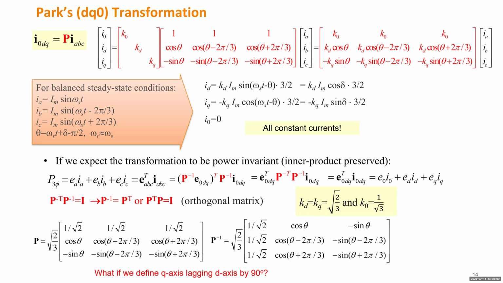Okay, so if you find some other textbook which defines Q as lagging D by 90 degrees, not leading, you will find those two matrices will be changed. The change will be on the negative sign in front of the sine function. So those signs will become positive. But when we finally derive the differential equation model, it is basically the same.